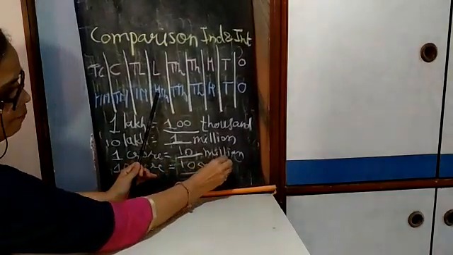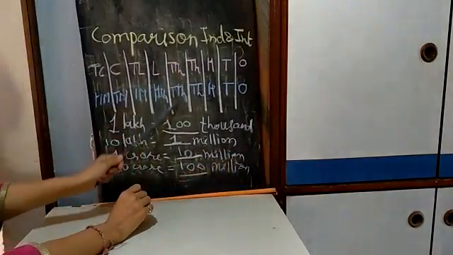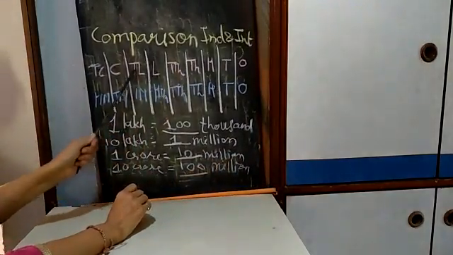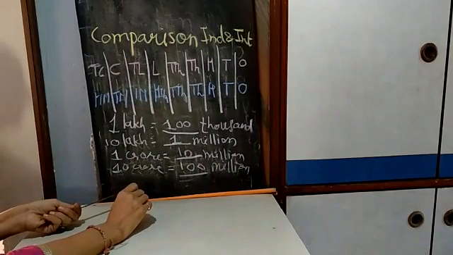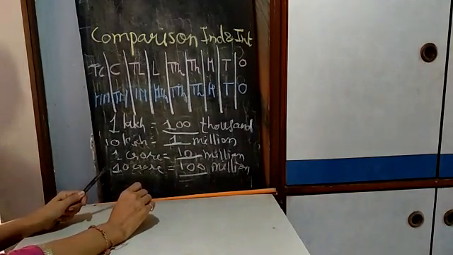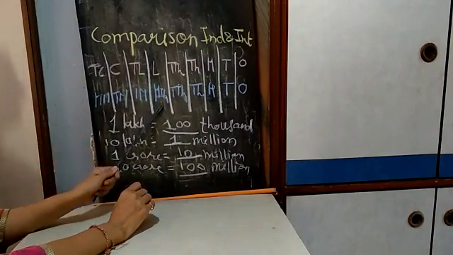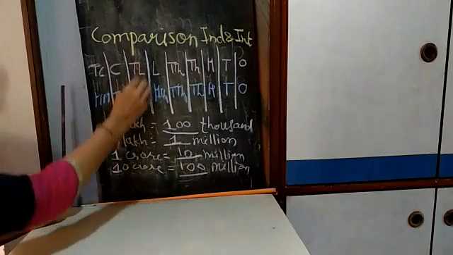So you can compare the numbers by writing the places of both number systems and directly you can compare it. No need to mark from the textbook. Only you have to write the places of both number systems and you can compare directly.